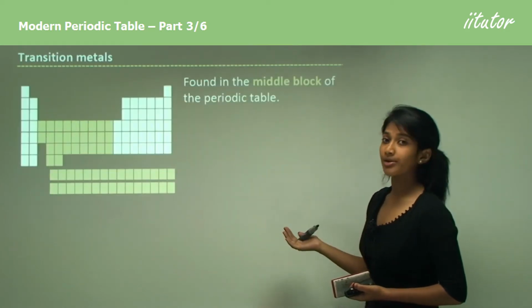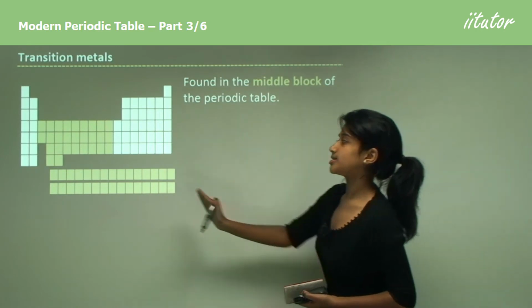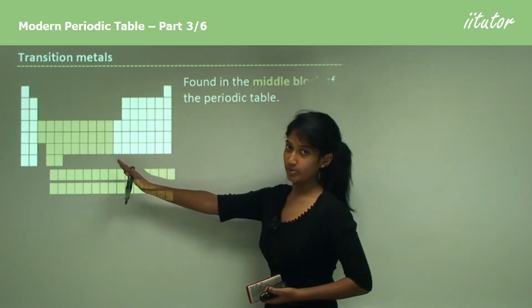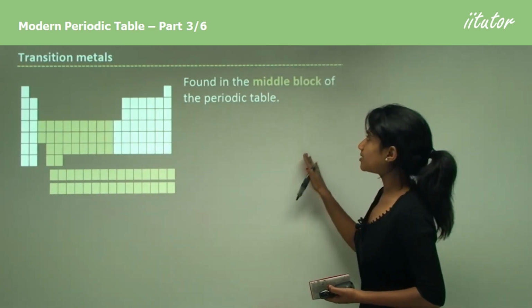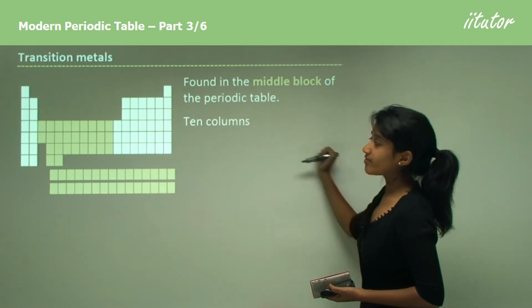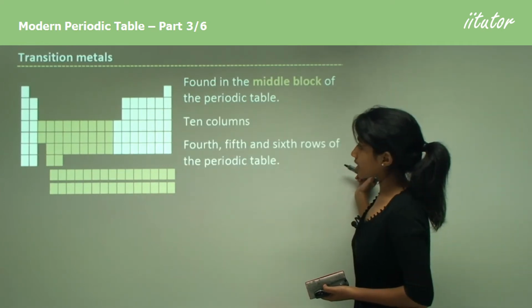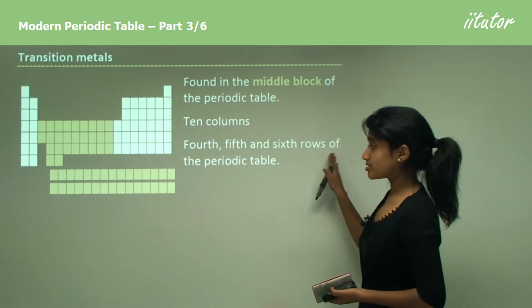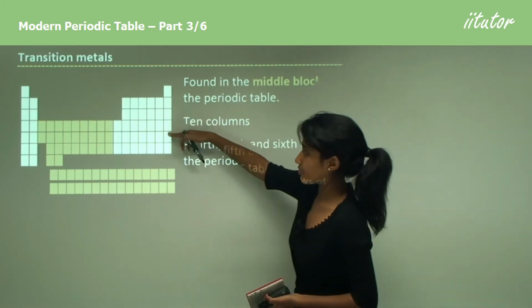The transition metals are a big block in the middle of the periodic table, like that. They are found in the middle block of the periodic table, and there are 10 columns. They span the 4th, 5th, and 6th rows of the periodic table, so these rows here.